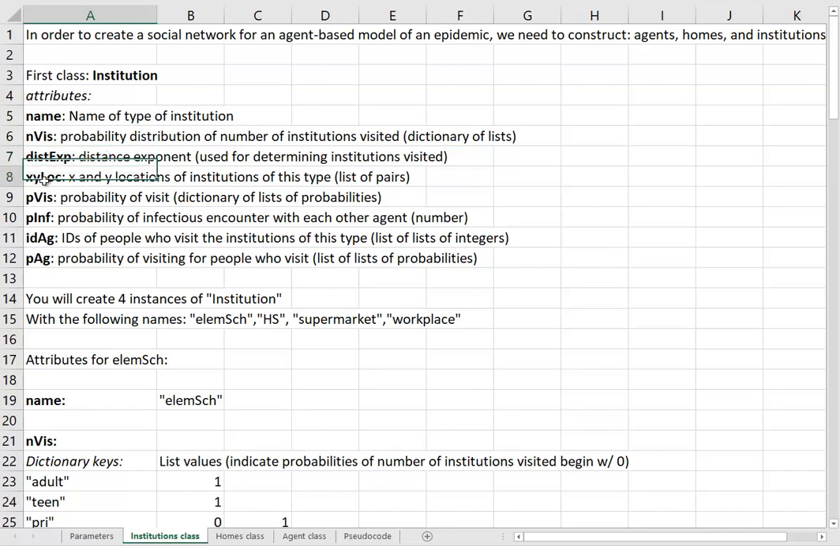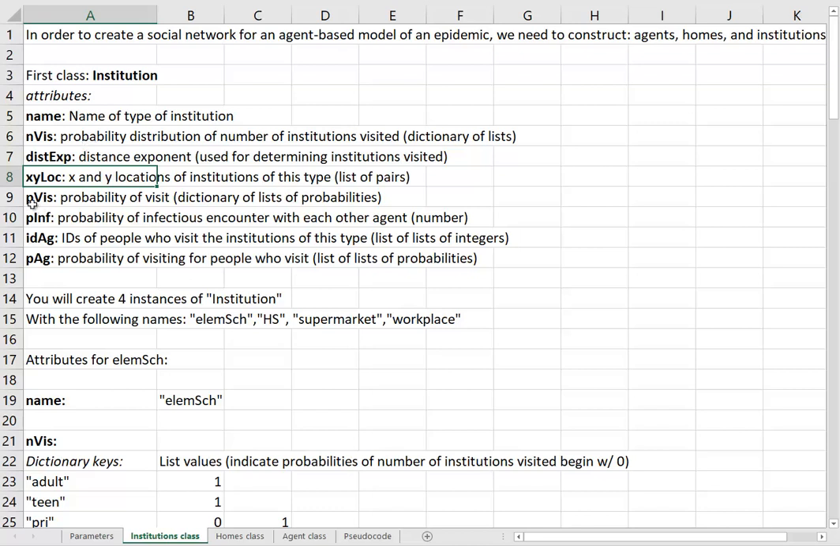We have XY location, which are the X and Y locations of institutions of this type. Now, in the elementary school instance of institution, we will have a list of all of the X and Y locations of all elementary schools. And that will be in this elementary school class. That will be an attribute of this elementary school class. So in other words, the elementary school instance is going to describe everything we need to know about all the elementary schools in the model.